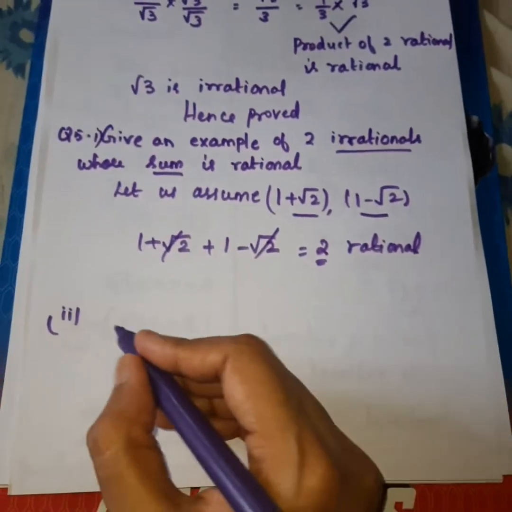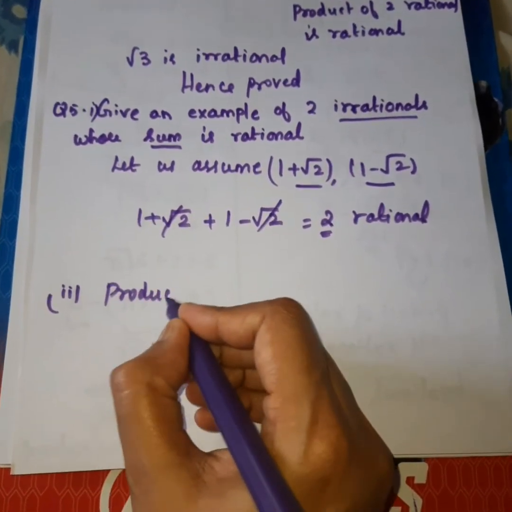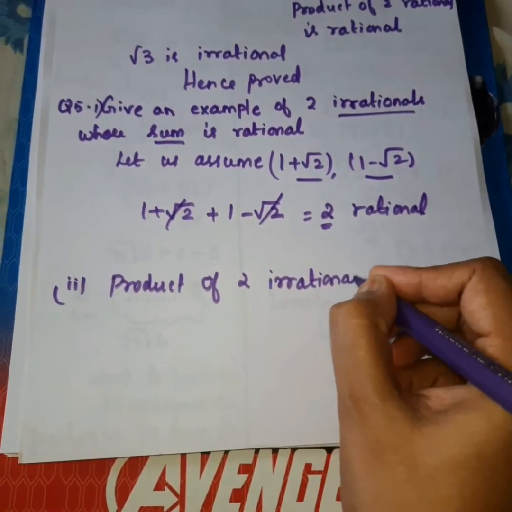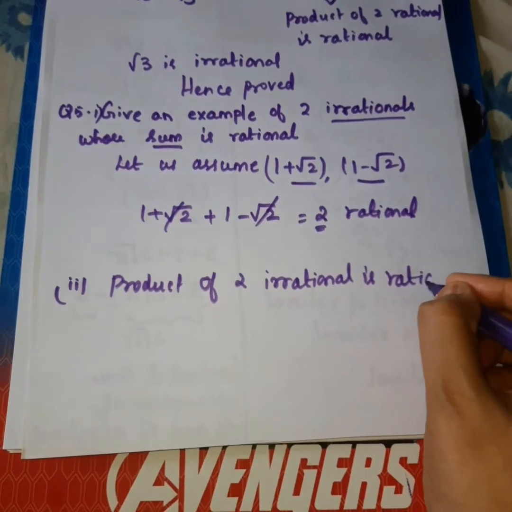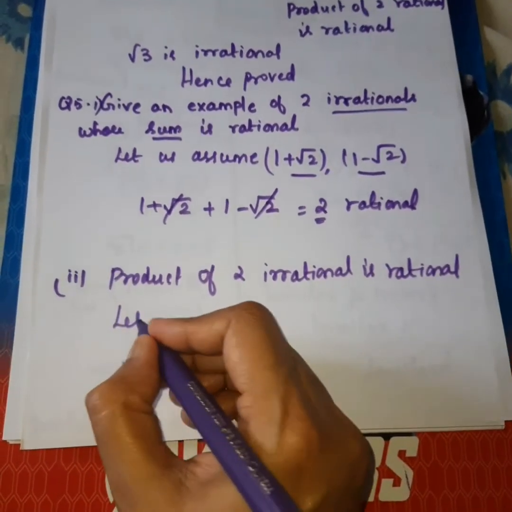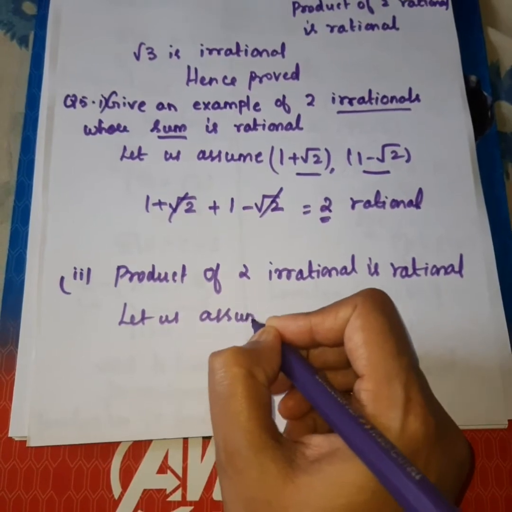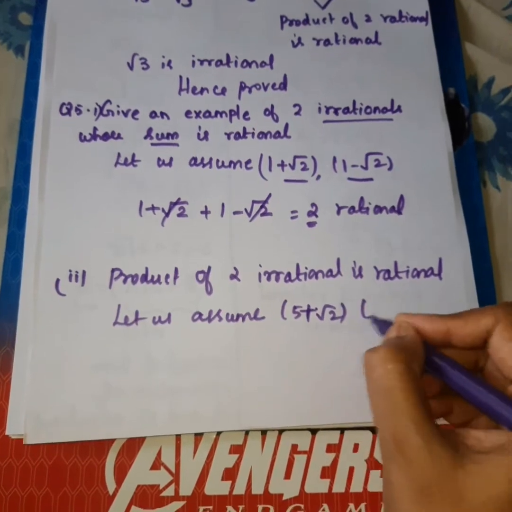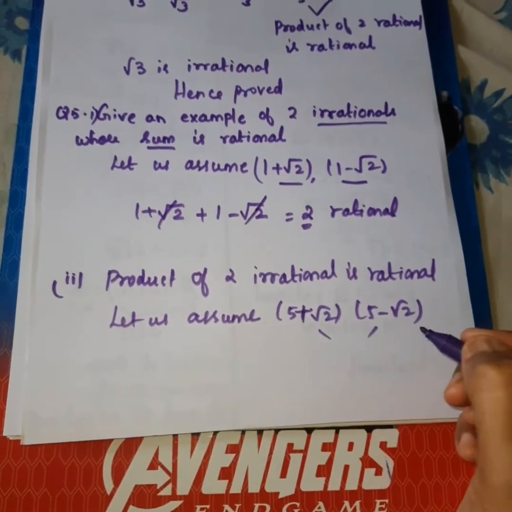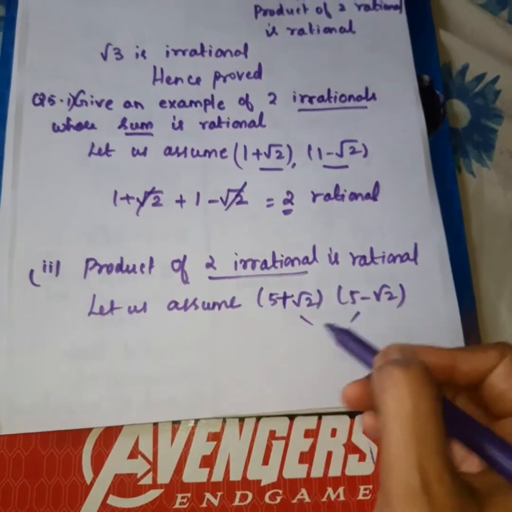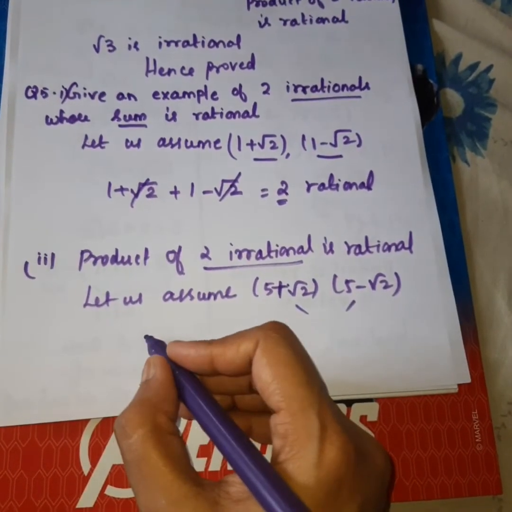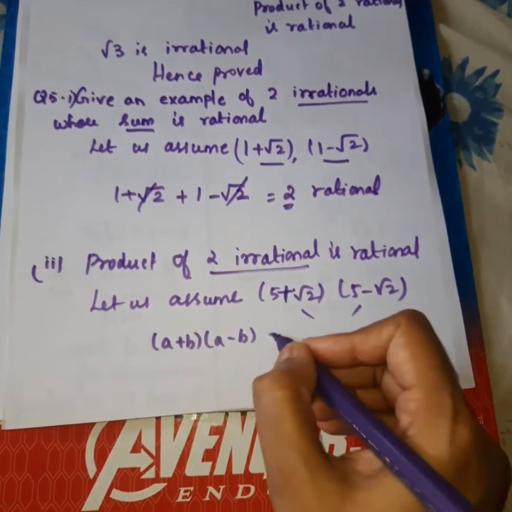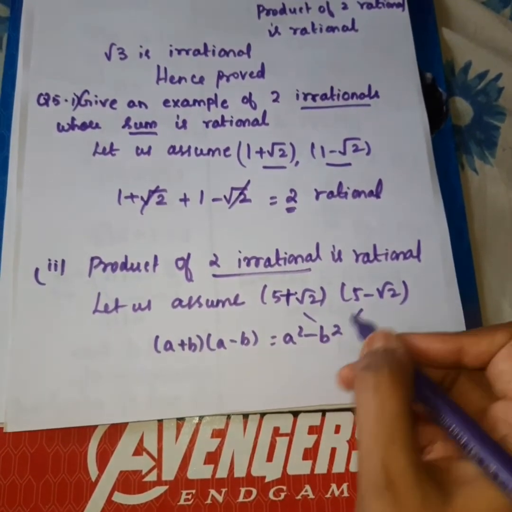Same way, second part is we need to give an example such that the product of those two irrational numbers is rational. Here again, let's assume any two irrational numbers. I'm taking 5 plus square root of 2 and 5 minus square root of 2. So it's of the form a plus b and a minus b. So (a plus b) into (a minus b) is, since it's a product, I'm doing multiplication, a square minus b square.